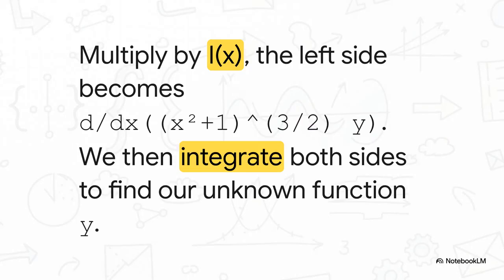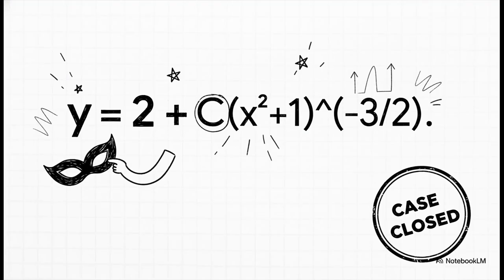And now for the magic. We move on to step 3, multiplying our equation by this integrating factor. And, just as we designed it to do, the left-hand side beautifully collapses into the derivative of our integrating factor times y. This sets us up perfectly for step 4, where we just integrate both sides, and that is what will finally get us our answer for y. And there it is. The identity of our mystery function is revealed. We have successfully unmasked y.